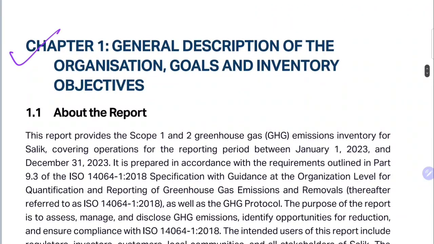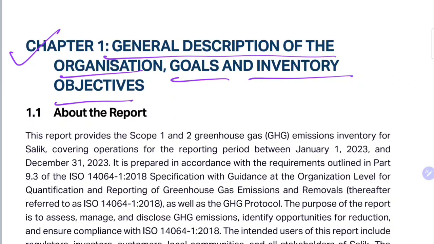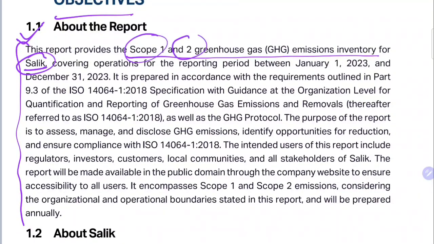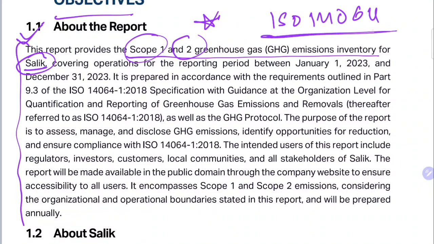Now, coming to Chapter 1, where we talk about the general description of the organization, goals, inventory, and its objectives. So, what is the report about? First of all, very important. Let's discuss the report itself. What is covered in the report? This report provides the Scope 1 and 2 greenhouse gas inventory for Salik. Okay, this is the company name. Scope 1 and 2 are covered here. Please keep in mind. Let's do an X-ray of the report so that you can learn very easily what is covered according to ISO 14064.